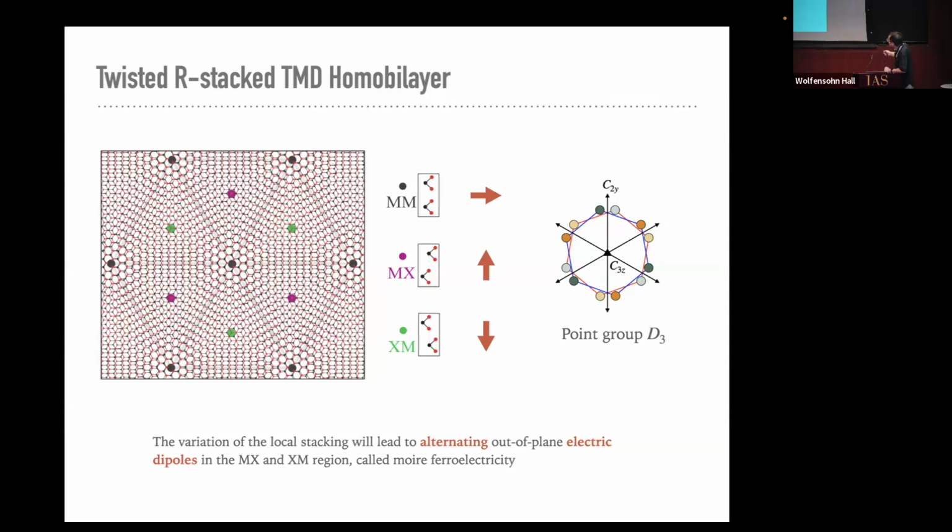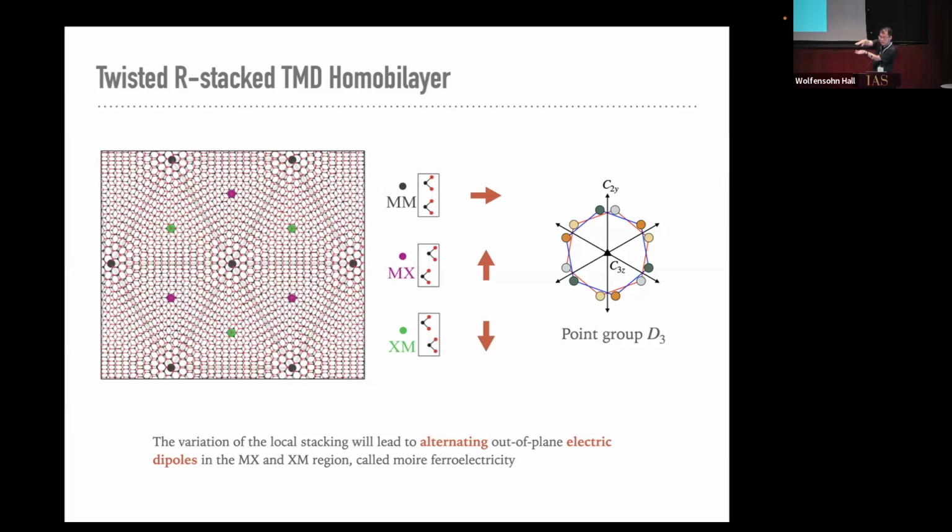And finally, we can also look at the overall point group symmetry of the system. So those are basically two layers of the honeycomb. And if you look at this, you realize that it has the symmetry point group of D3. So it has a threefold rotation symmetry and also has a C2Y axis.